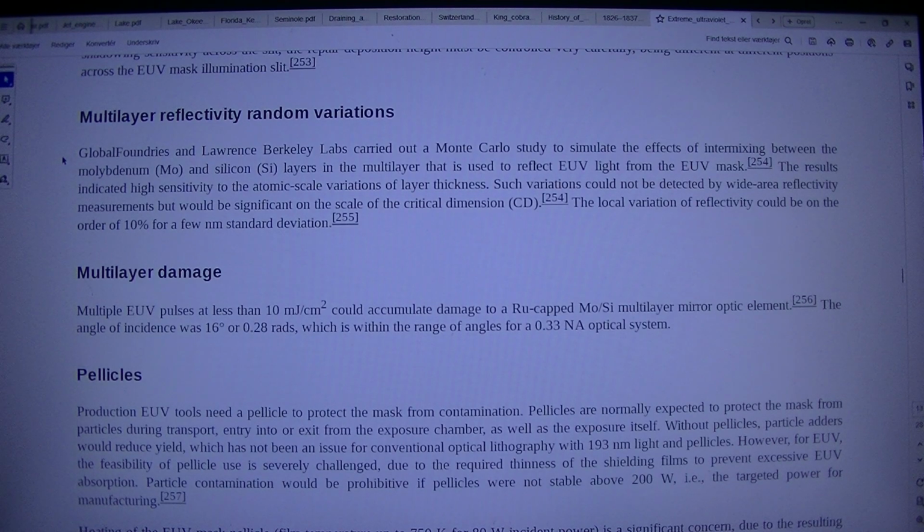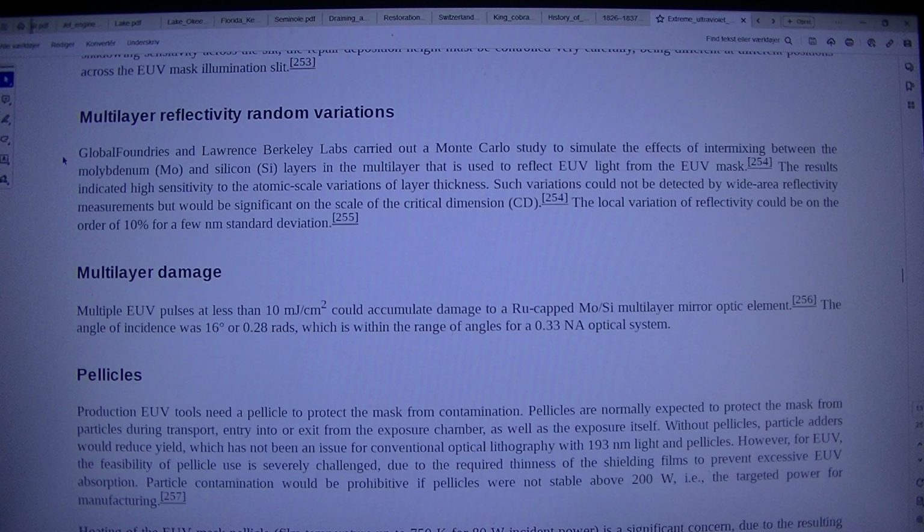254. The results indicated high sensitivity to the atomic scale variations of layer thickness. Such variations could not be detected by wide area reflectivity measurements but would be significant on the scale of the critical dimension, CD. 254. The local variation of reflectivity could be on the order of 10% for a few nm standard deviation.